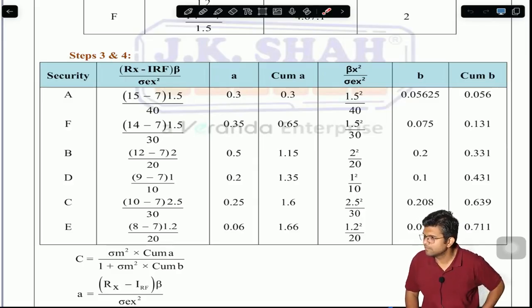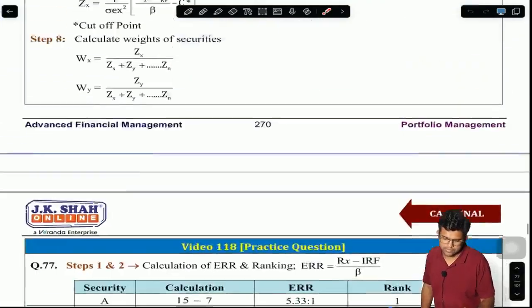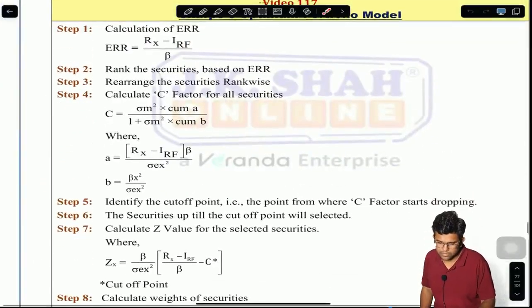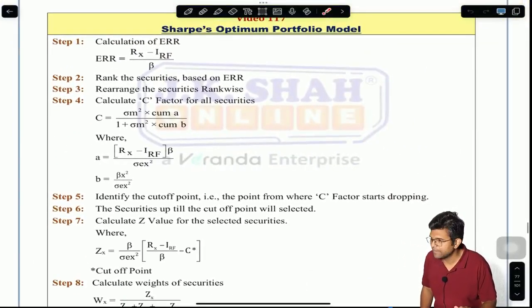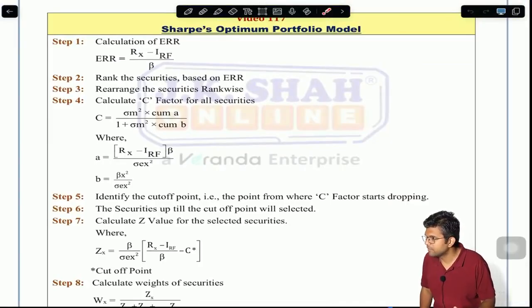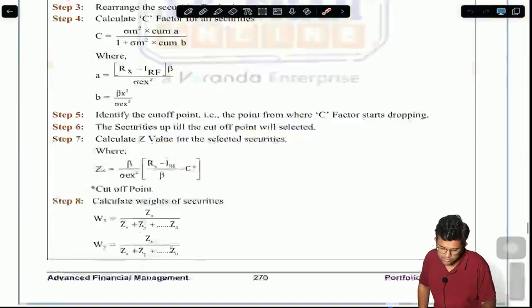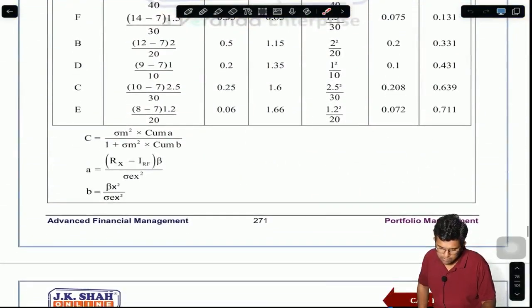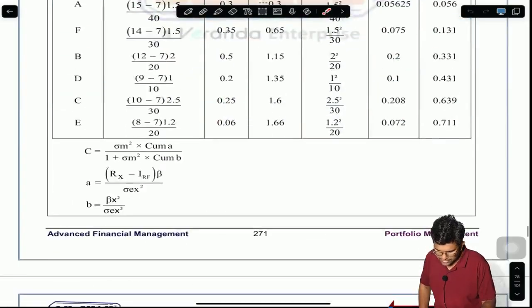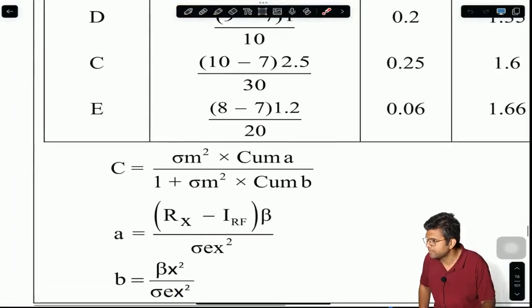All done? Okay. Now students, we have completed step 3 and we have the raw material for step 4. Step 4 is where you have to calculate the C factor. This is sigma m square into cumulation of A, the whole upon 1 plus sigma m square into cumulation of B. So students, in the notebooks, write down the formula for C factor, please, everyone.